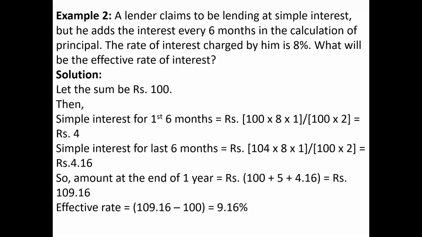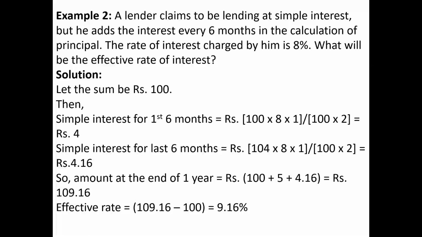First we need to check the question. A lender claims to be lending at simple interest. The question is based on simple interest. But he adds the interest every 6 months, meaning every 6 months he just adds his interest to his principal amount. Based on his principal amount he adds interest every 6 months. The rate of interest charged by him is 8%. Total rate of interest is 8%. What will be the effective rate of interest? We need to find out.